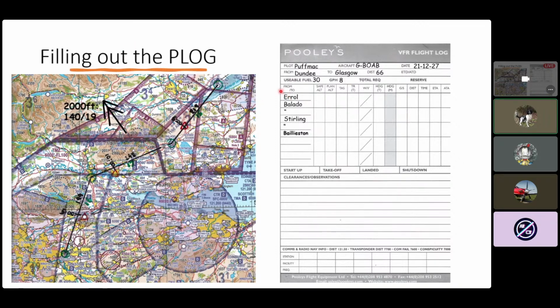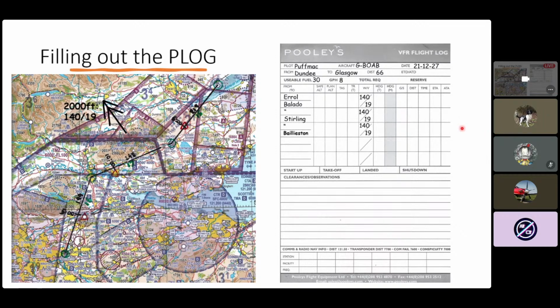So then we write the turning points. So for each row, we've got from and to. Being the lazy person I am, I never duplicate the two. I always just write inverted commas. So from Errol to Balado will be our first leg. From Balado to Stirling will be our second leg. And from Stirling to Baillieston will be our third and final leg. So next, we can populate the things we know. And this is all just from the chart. This is before any calculations.